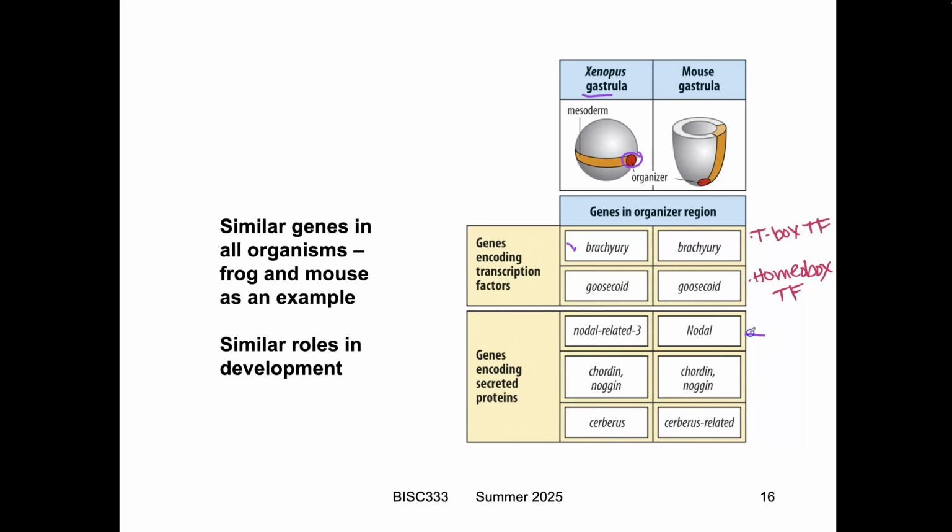So nodal is a TGF beta family member; noggin and chordin antagonize nodal and other genes. Cerberus antagonizes nodal and some Wnt and some other molecules as well. And so if you just remember what these guys do in the frog, they're doing practically the same things in the mouse.